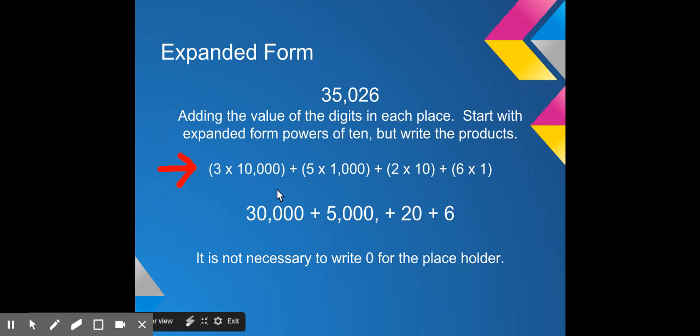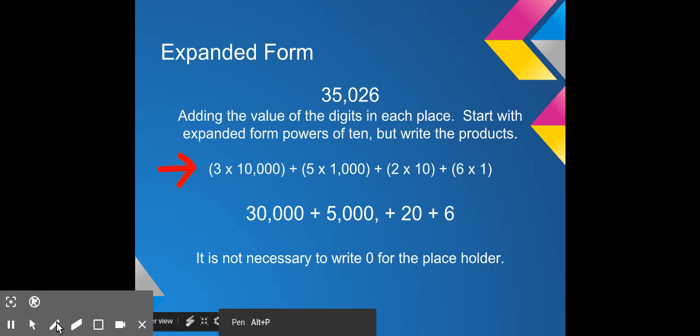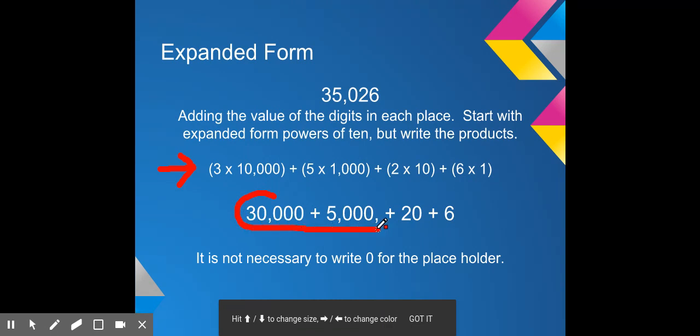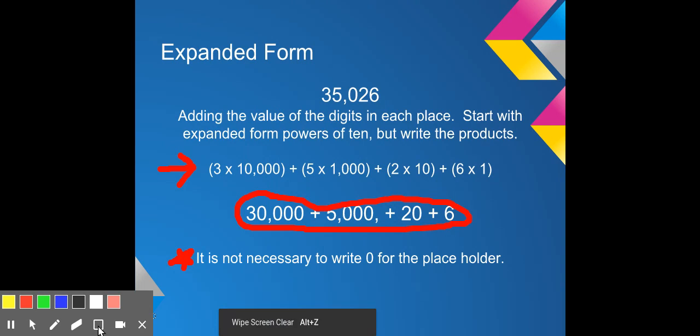3 times 10,000 is 30,000. 5 times 1,000 is 5,000. 2 times 10 is 20, and 6 times 1 is 6. In expanded form, 35,026 is written as 30,000 plus 5,000 plus 20 plus 6. Again, it is not necessary to write 0 for the placeholder.